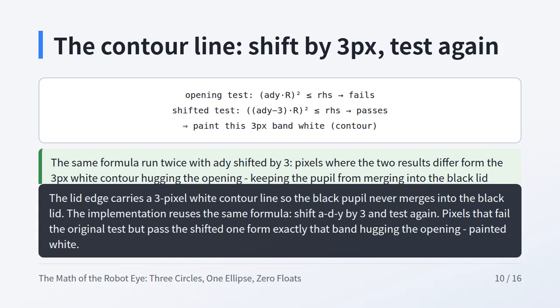The lid edge carries a 3-pixel white contour line so the black pupil never merges into the black lid. The implementation reuses the same formula, shift ADY by 3 and test again. Pixels that fail the original test but pass the shifted one form exactly that band hugging the opening, painted white.